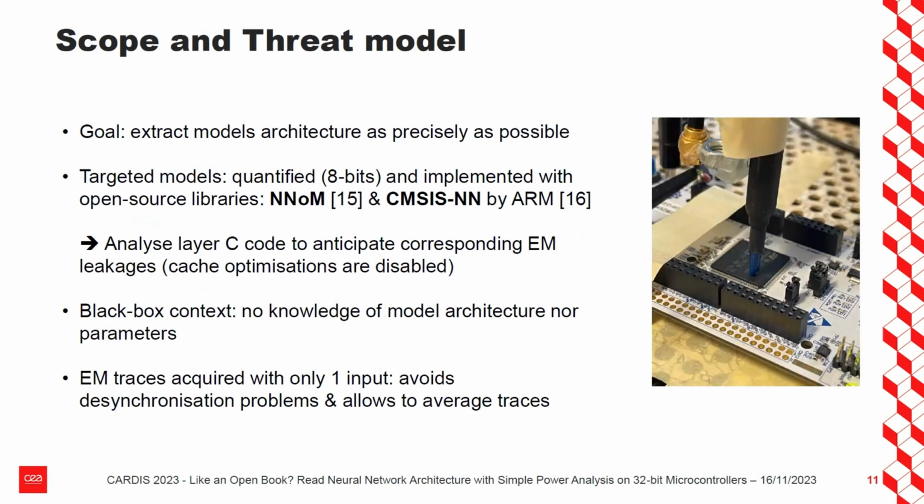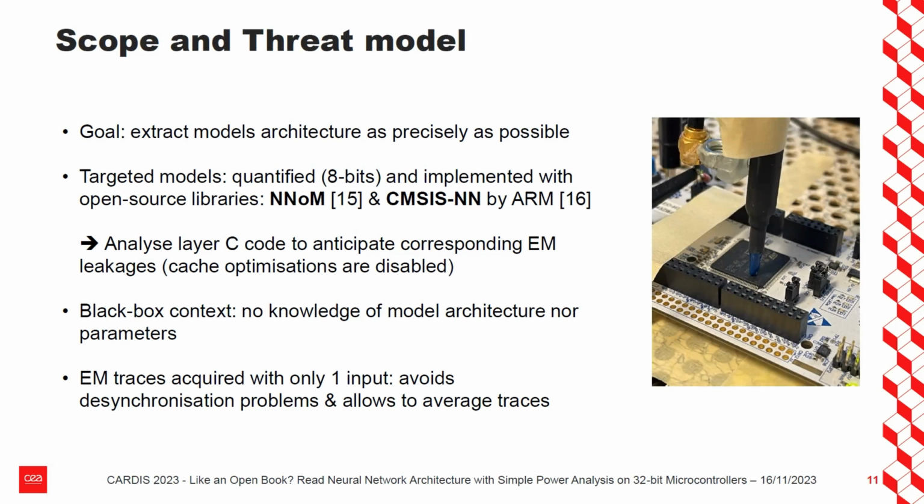Our goal is to extract, as precisely as possible, the architecture of deep neural network models that are embedded on an STM32H7 board. Those models are quantized, meaning that their parameters are stored with 8-bit variables, and their computation is also functioning using 8-bit variables. Those models have been quantized and then implemented thanks to open source libraries, which are NNoM and CMSIS-NN by ARM. The fact that those libraries are open source is important because it allows us, as well as an attacker, to analyze the C code related to each layer and then anticipate the corresponding electromagnetic leakages related to them.